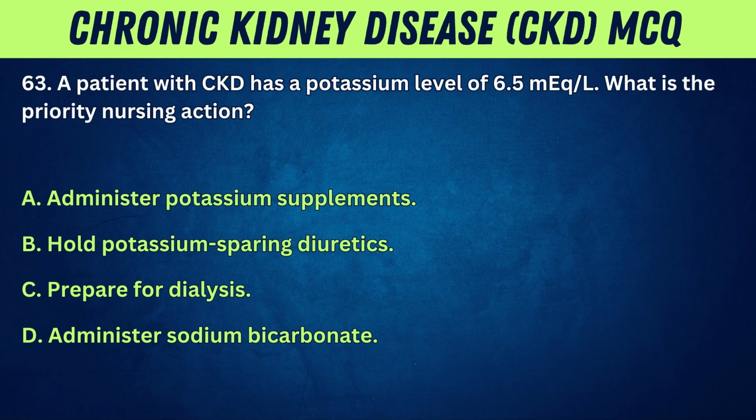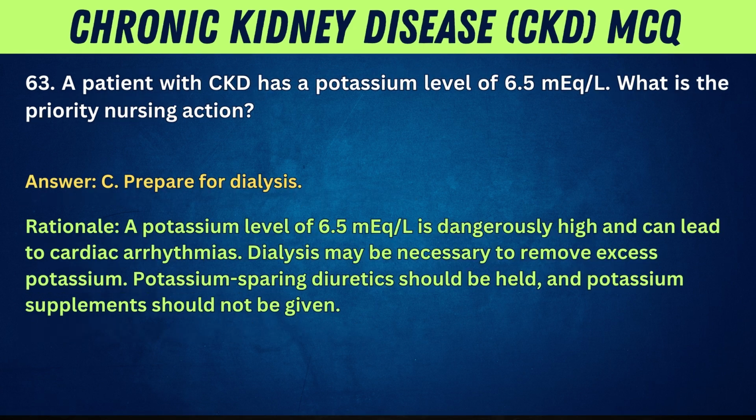63. A patient with CKD has a potassium level of 6.5 milliequivalent/L. What is the priority nursing action? A. Administer potassium supplements. B. Hold potassium-sparing diuretics. C. Prepare for dialysis. D. Administer sodium bicarbonate. Answer: C. Prepare for dialysis.